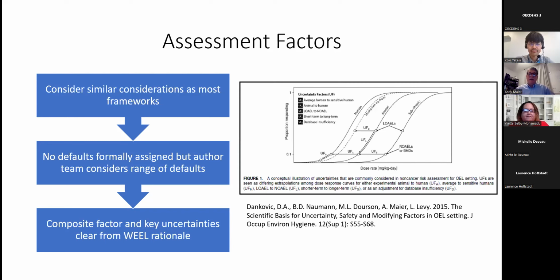At the end of the day, a composite factor is derived and key uncertainties are described in the rationale for the WEEL. You can calculate the composite factor from the WEEL rationale directly, but we don't list out individual factors. That reflects the idea that it gives us flexibility in the final derivation where we can integrate different lines of evidence and come up with a cohesive, what we think is the most reasonable WEEL value.